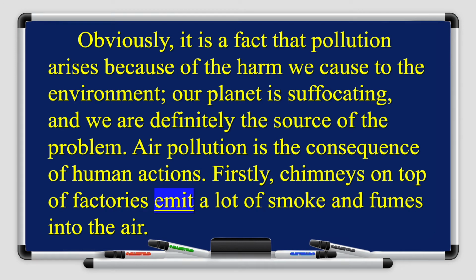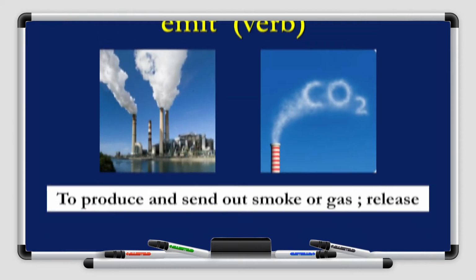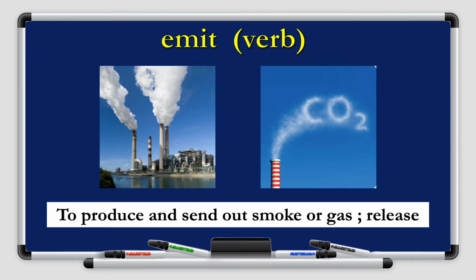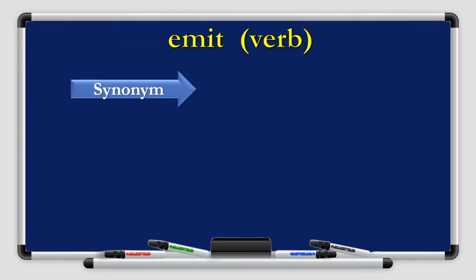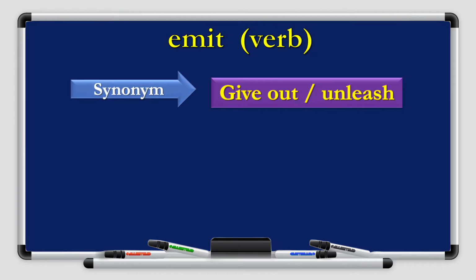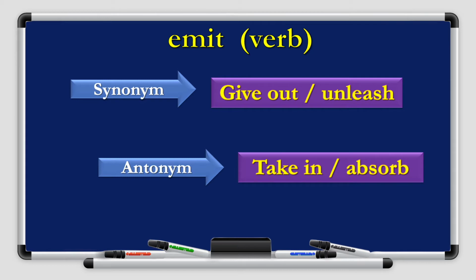Moving on to a new word for today. Firstly, chimneys on top of factories emit a lot of smoke. So factories emit. Emit is a verb, which means to produce and send out smoke or gas. Another word for it is release. For example, volcanoes emit clouds of gases when they erupt. Volcanoes release gases when they erupt or burst. A synonym of the word emit is to give out, to unleash. An antonym of the word emit is take in, and another antonym is to absorb.